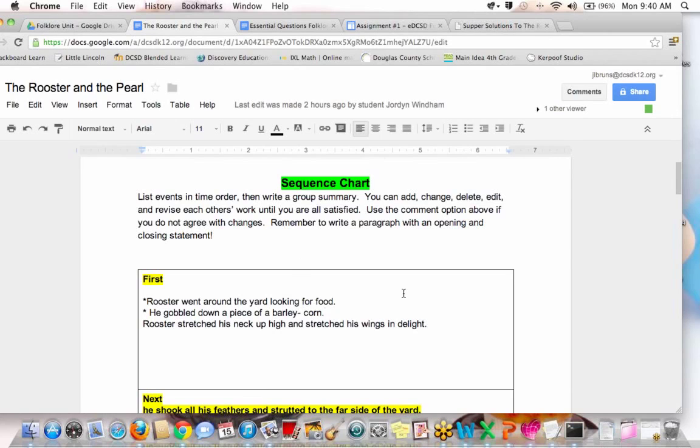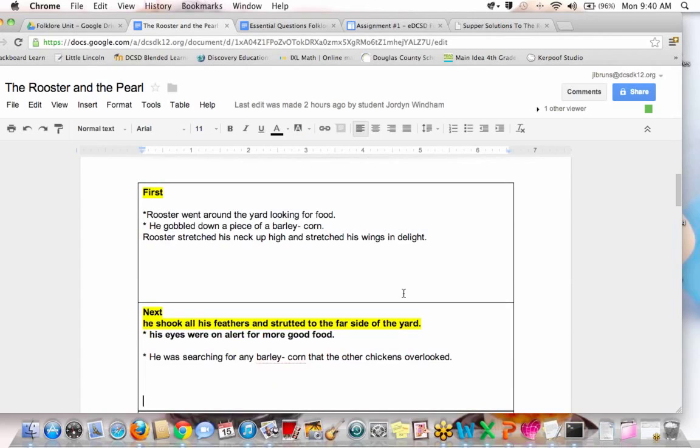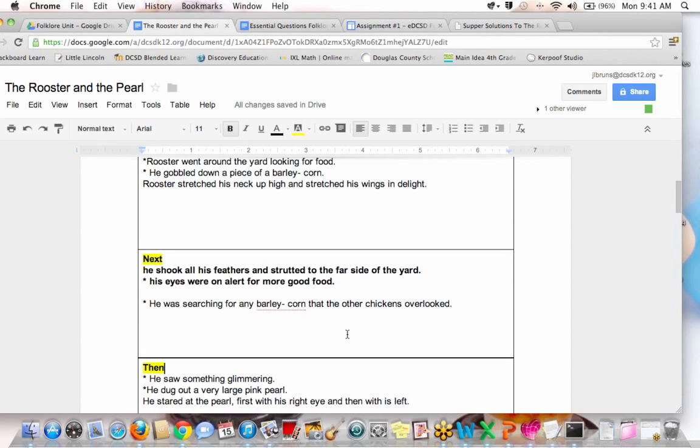Okay, so in the Rooster and the Pearl, first, Rooster went down to the yard looking for food. He gobbled down a piece of barley corn. Rooster stretched his neck up high and stretched his wings in delight. Next, he shook all of his feathers and strutted to the far side of the yard. I'm not sure why this is highlighted. I'm going to unhighlight that because it's confusing. His eyes were alert, looking for more good food. He was searching for more barley and corn, things that the other chickens overlooked.